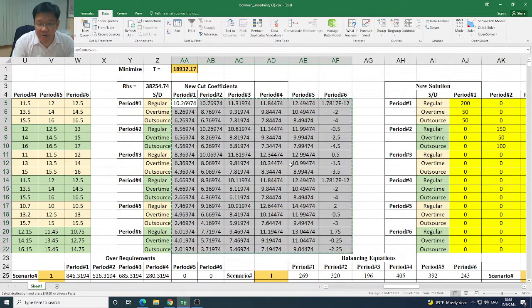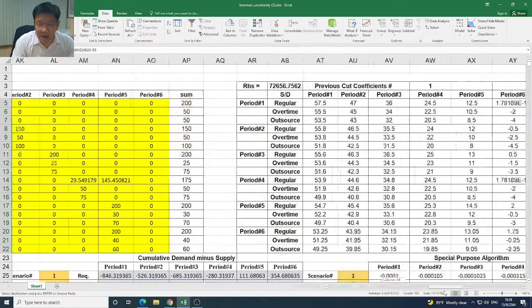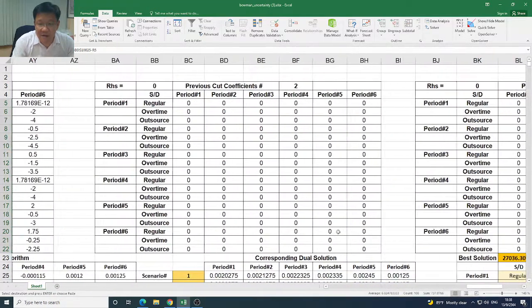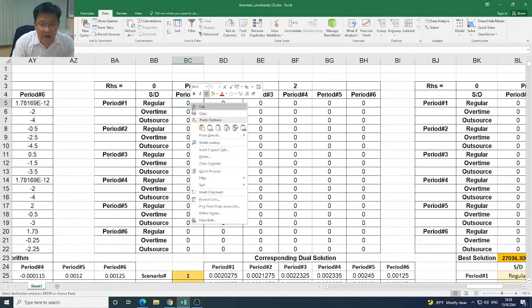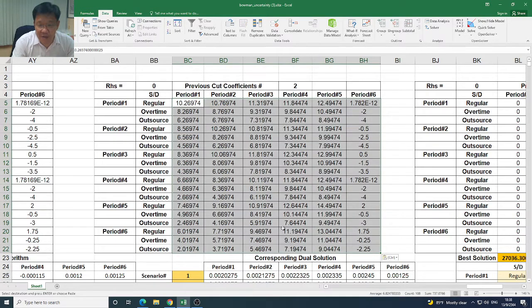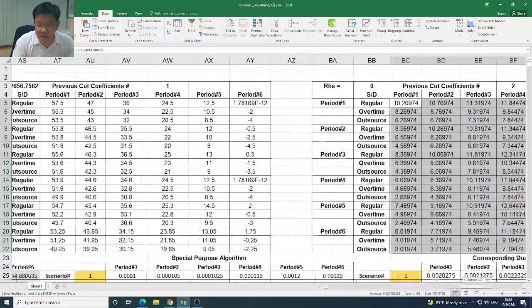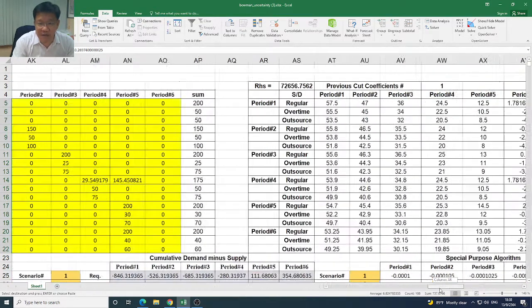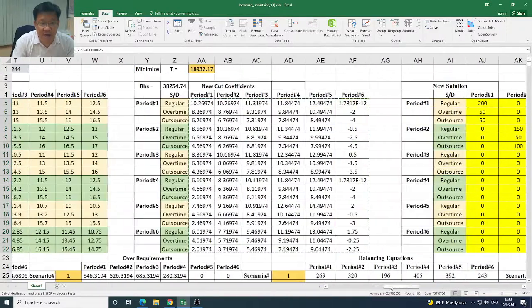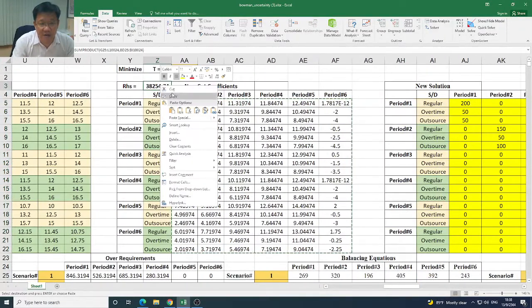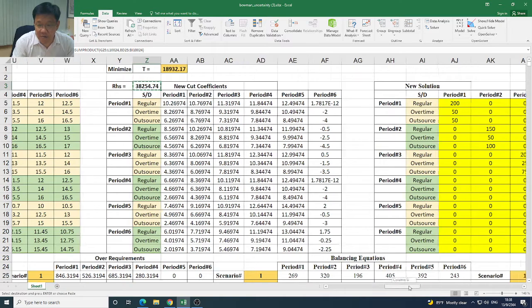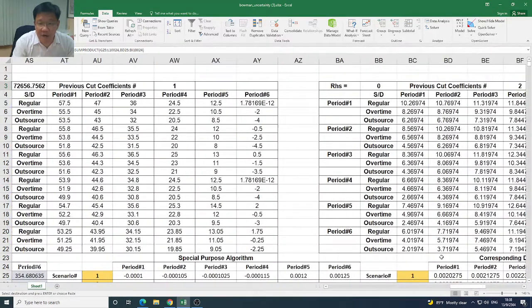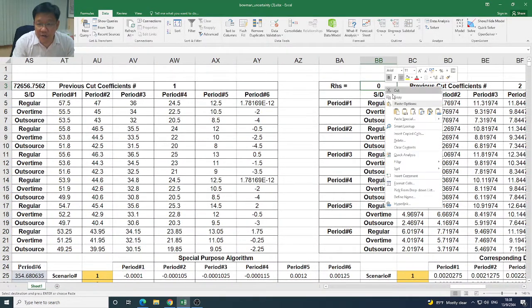You want to make a copy and put it in here. You're going to put just the value here. This is the cut coefficients of the current optimality cut. This is from the first iteration, so this one will be from the second iteration. And the right hand side is right here. So just make a copy, just try to memorize it. The copy is here.